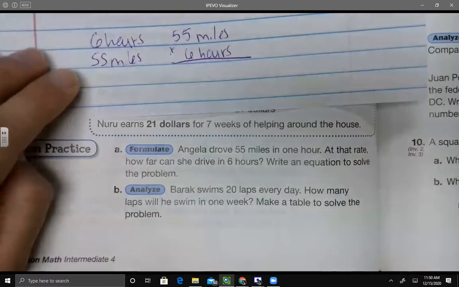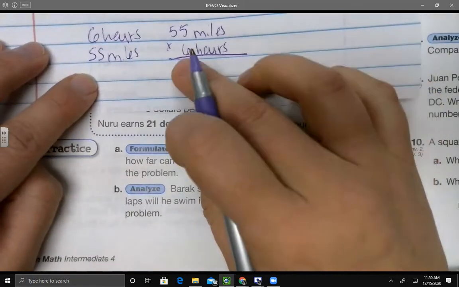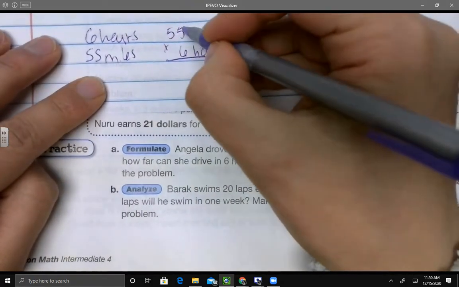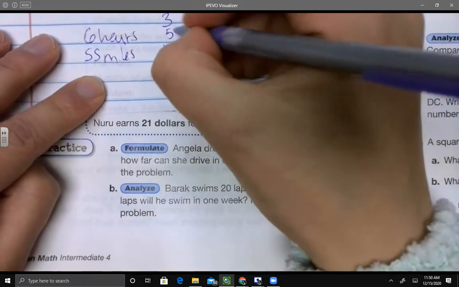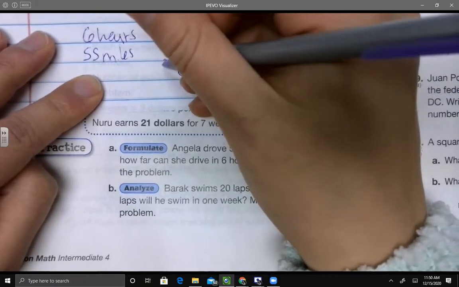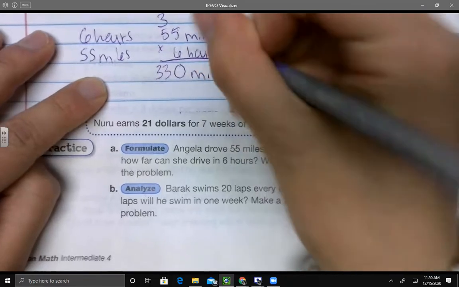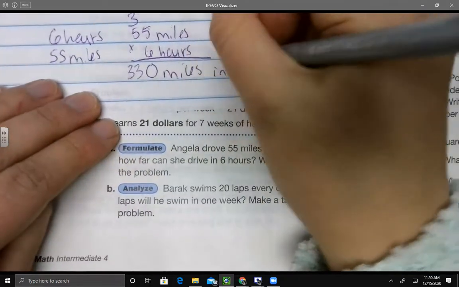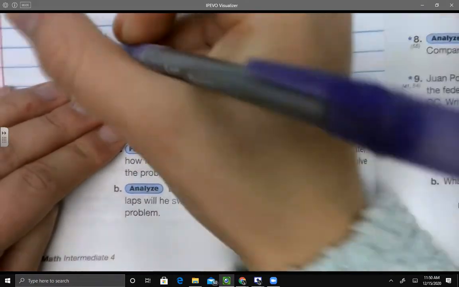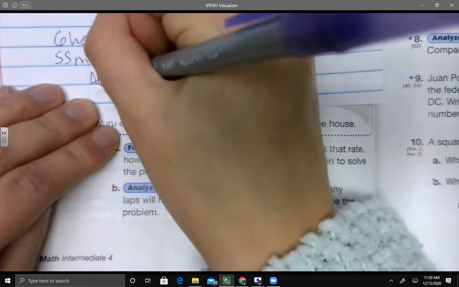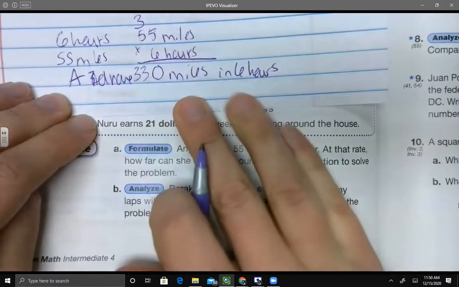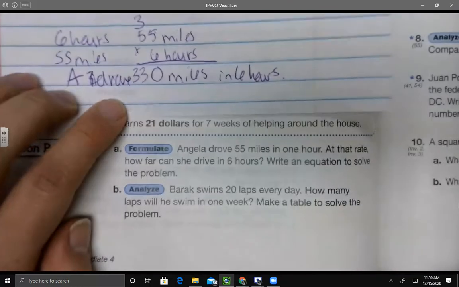Okay, so we are going to multiply 55 miles times 6 hours. So 5 times 6 is 30. Carry my 3. 6 times 5 is 30 plus 3 more. It's 330 miles. Now, not miles in 1 hour, miles in 6 hours. So Angela drove 330 miles in 6 hours.